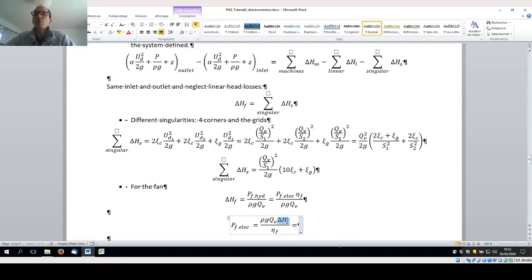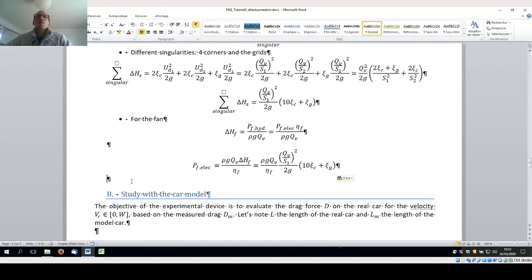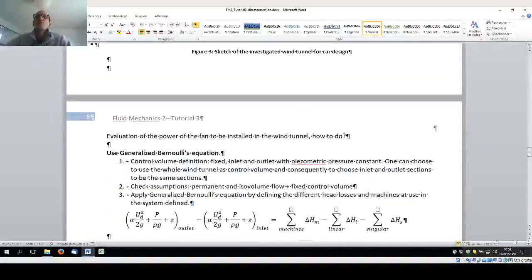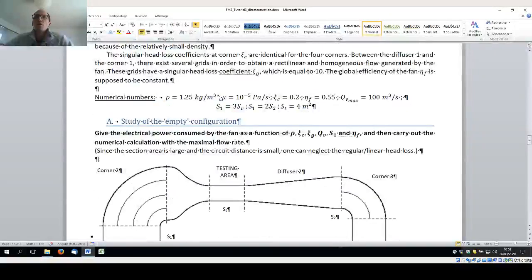Since you know that the head of the fan is equal to the singular head losses, you just need to multiply by this element in order to be able to find the value of the power of the fan. Okay, so after you can do the numerical calculation with the maximal flow rate. So you have everything. I think you have S1.